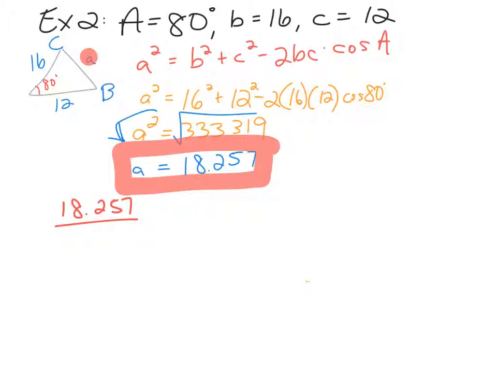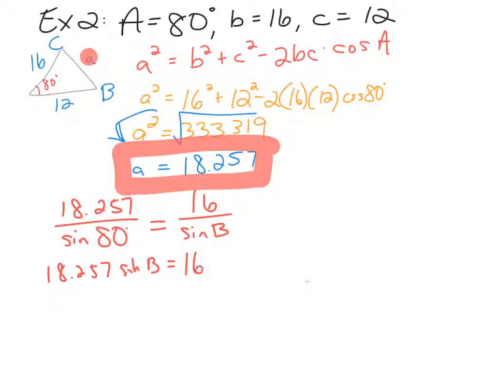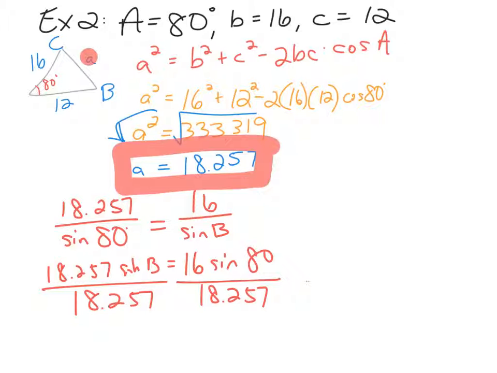So 18.257 over sine 80 is equal to, and it doesn't matter which one we do first next, I'm just going to go ahead and do B. So let's do 16 over the sine of B. That's going to cross multiply and solve, so 18.257 sine B is equal to 16 sine 80, and then we're going to divide by 18.257.